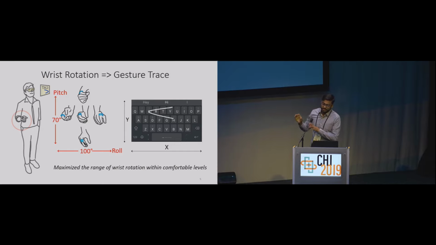Now, as you can see, we prescribe the pitch rotation range that maps to the keyboard to be 70 degrees and the roll rotation range to be 100 degrees. And the goal here was to maximize the range of wrist rotation so it can enable enough precision on the keyboard. But at the same time, it should be comfortable for a majority of users. And therefore, we took into account the ergonomic ranges that are reported in the literature for wrist rotation, and also conducted a pilot study to arrive at these final figures, the angles that you see.